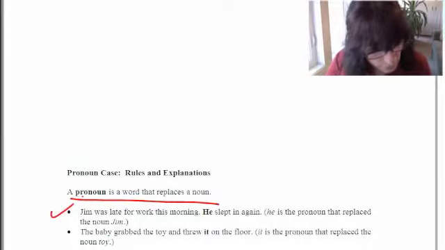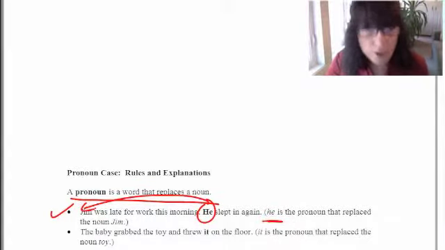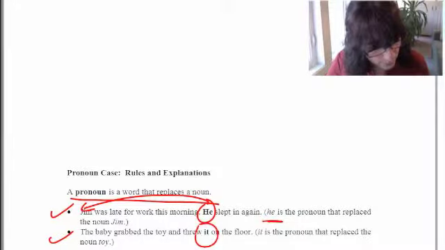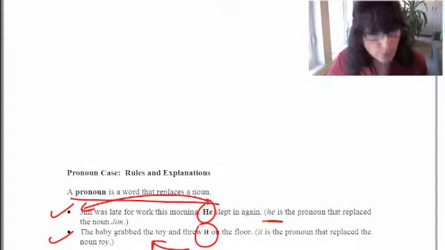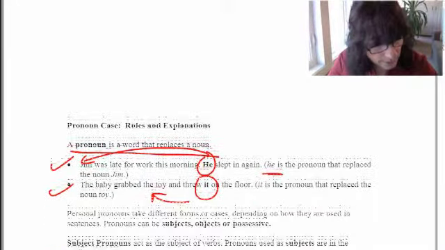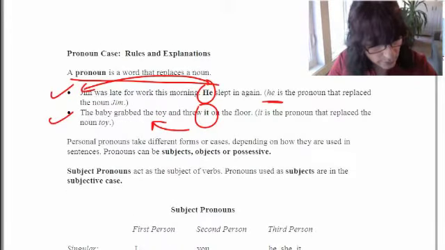Now, a pronoun is a word that replaces a noun. For example, Jim was late for work this morning. He slept in again. In this case, he is the pronoun because it's replacing the noun Jim. So you use a pronoun so you're not repetitive. Or in this next example, the baby grabbed the toy and threw it on the floor. It is the pronoun because it's replacing the word toy. You don't want to say the baby grabbed the toy and threw the toy on the floor. So to not be repetitive, you would use pronouns.